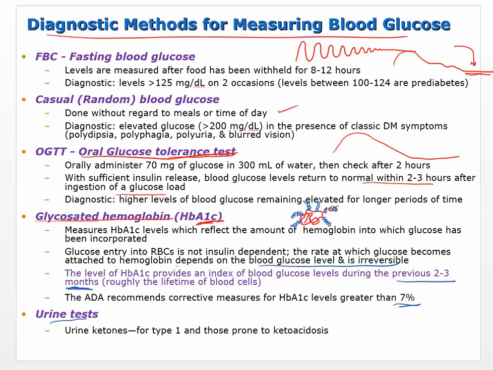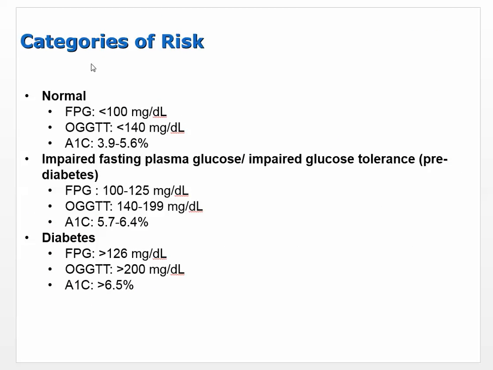And then you can do urine tests, and you can test for ketones, so the production of ketones in the urine, and that's for type 1 people and people who are prone to ketoacidosis. So you can keep an eye on that.